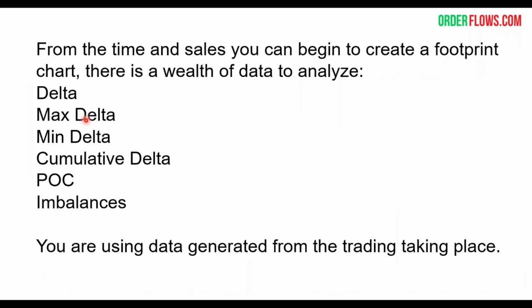Now, delta is the difference between aggressive buyers and aggressive sellers. That's the normal delta. Max delta is how strong aggressive buyers were in a bar. Min delta is how strong aggressive sellers were in a bar. Cumulative delta tells you, up to that point in time, whether the aggressive buyers or the aggressive sellers are in control. Now, point of control is the price level in the bar that has the most volume.